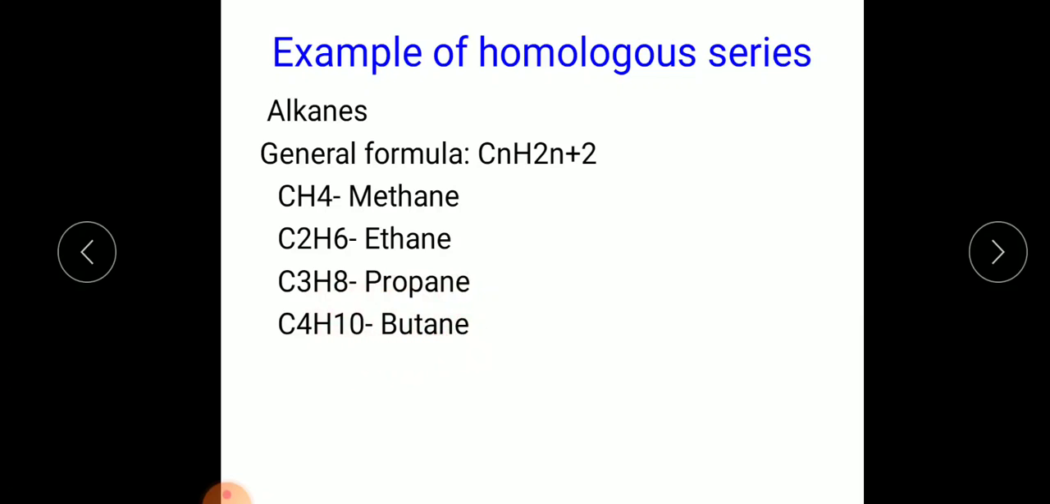Now if you see the difference between methane and ethane, if you subtract CH4 from C2H6, you get CH2: C2 minus C, and H6 minus H4, which is H2. So the difference is CH2. Once again, the difference between the next two will again be CH2, and among the next it will again be CH2. Each member in the alkanes differs by only a CH2 unit, so this kind of compounds we call a homologous series.